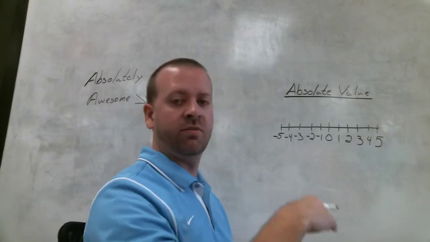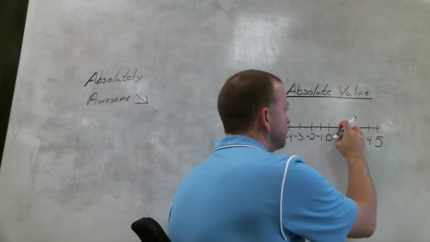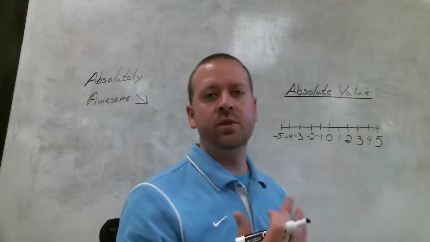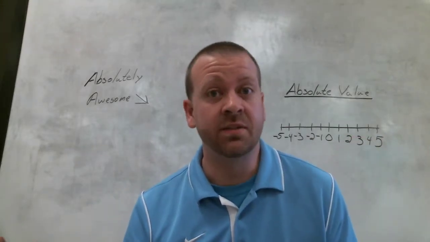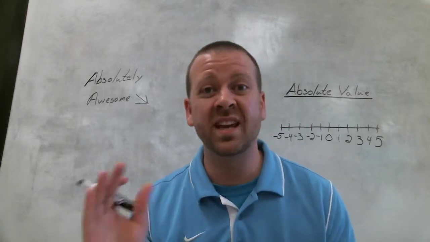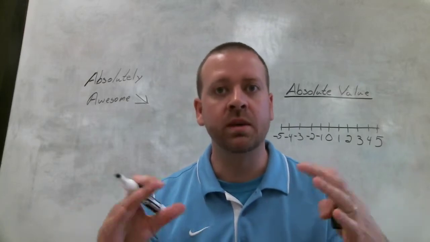And I find out how far it is from 0. Here's 0. I move over 1, 2, 3, 4, 5. So the absolute value of 5 is, of course, 5. Now that's easy if it's a positive number, but negative numbers can get a little sketchy, though it's the same principle. So don't let that negative in front of a number really mess you up.